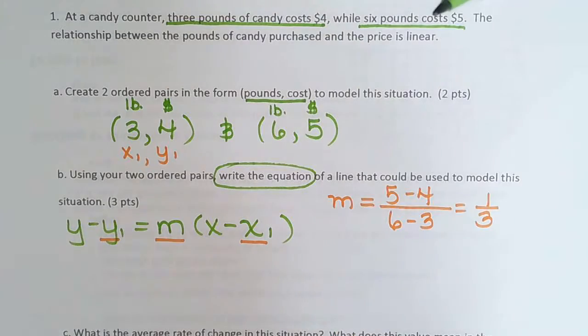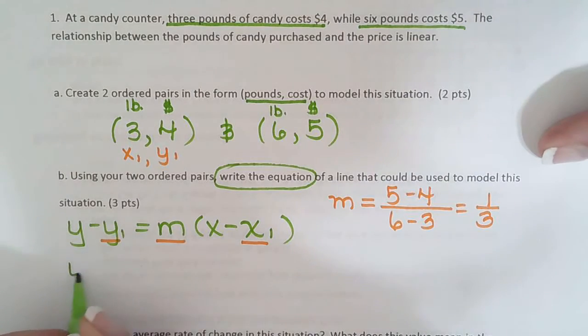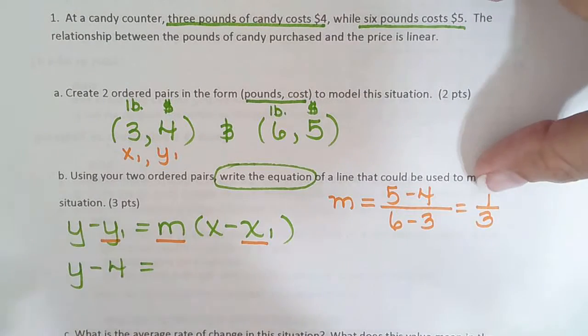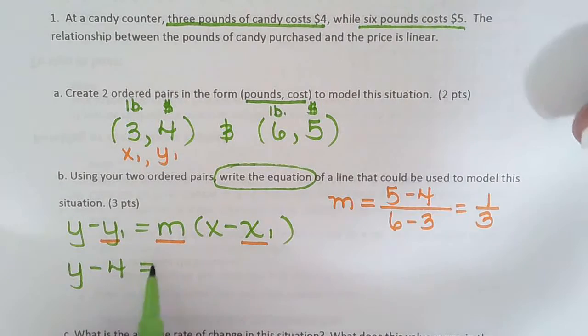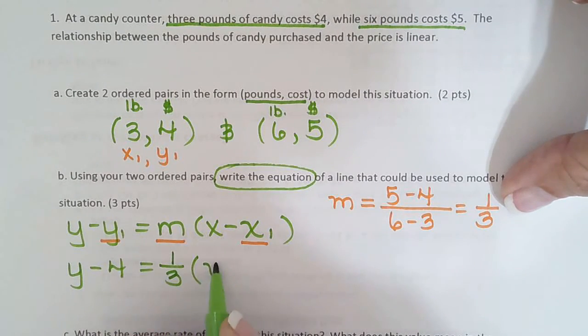So that's my m. Now I am ready to go. So y minus, in place of y1, I'm going to put 4 equals, in place of m. One second, I forgot to turn my phone off. My bad. Turn it off real fast. Okay. So y minus 4 equals m, which is 1/3 times x minus, the first x is 3.